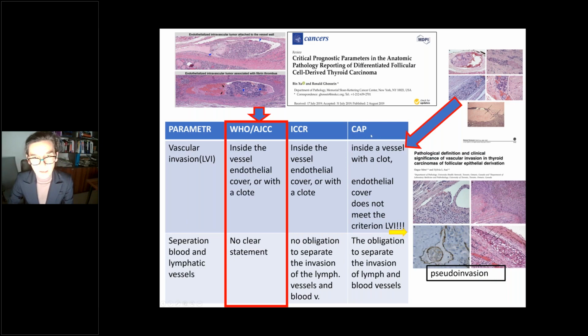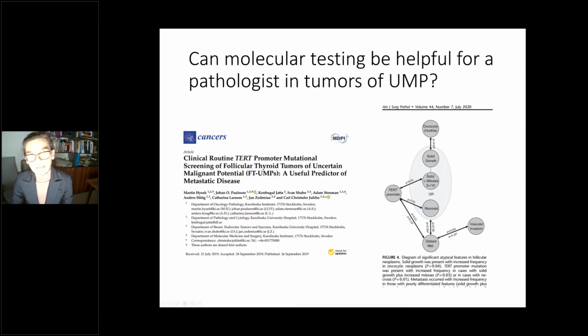Why in the College of American Pathologists, endothelial cover does not meet the criterion. So there are different groups of tumors when we put this criterion and this criterion according to different societies. Can we support other methods in such differential problems?